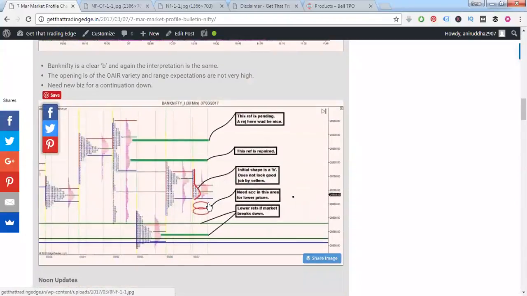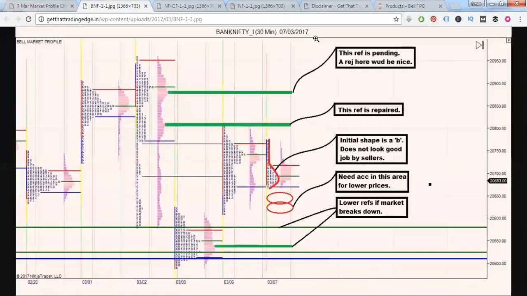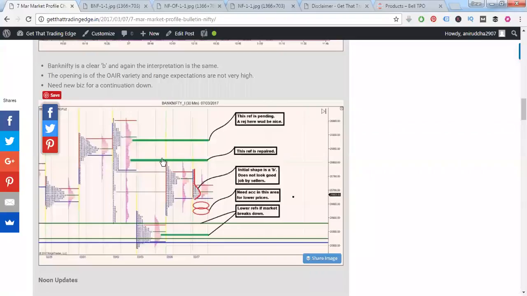On Bank Nifty, again, you can see a clear V shape developing in the morning. Again, no continuation. I had pointed out these areas. If we got any acceptance in this range, we would have gone lower. Acceptance in this range would mean that these buyers would be challenged, but we could not get anything in this area, and that is why prices never really tested lower levels. So Bank Nifty also was pretty subdued in the morning.